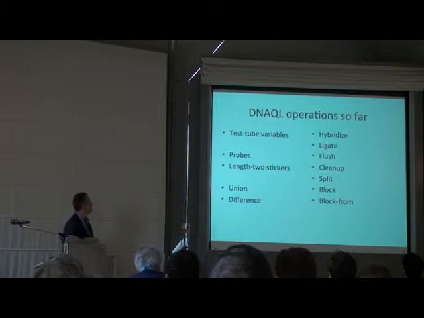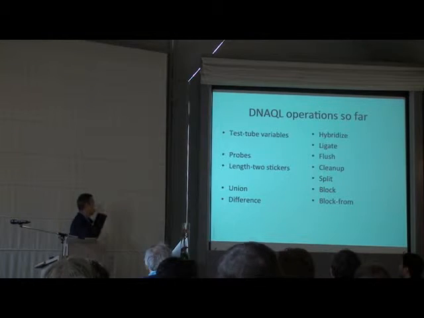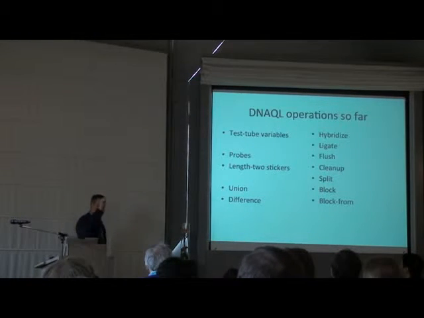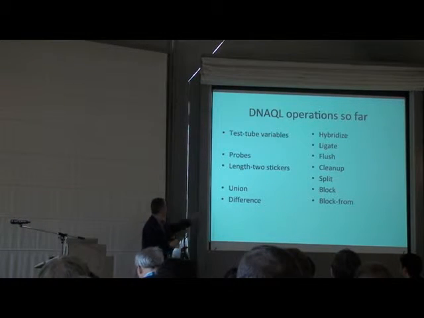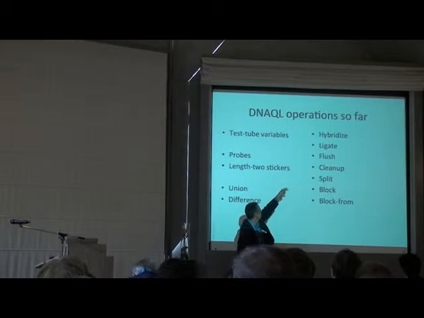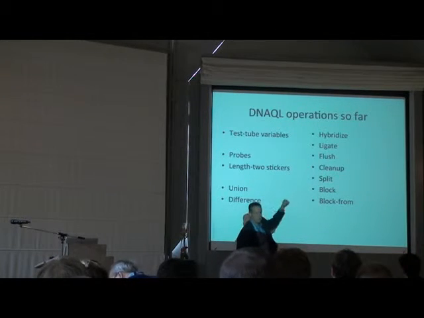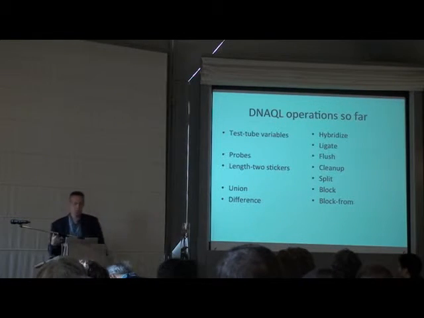Okay, we have seen now the DNA, we have seen already a lot of DNAQL operations. We have test tube variables, we have probes and two-length stickers, that's all we need. We don't need longer complementary strands. Our model uses just probes and two-length stickers, that's all. Yeah? Then we have union and set difference, and then we have hybridize, ligate, flush, cleanup, split, block, and block from. This blocking is something I stepped over, but it is to avoid hybridization in certain places.